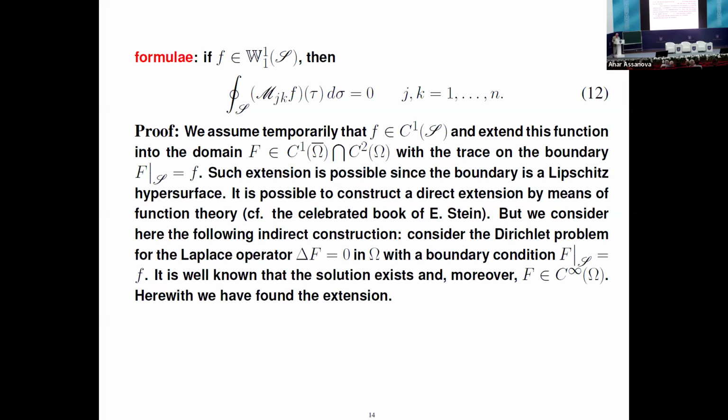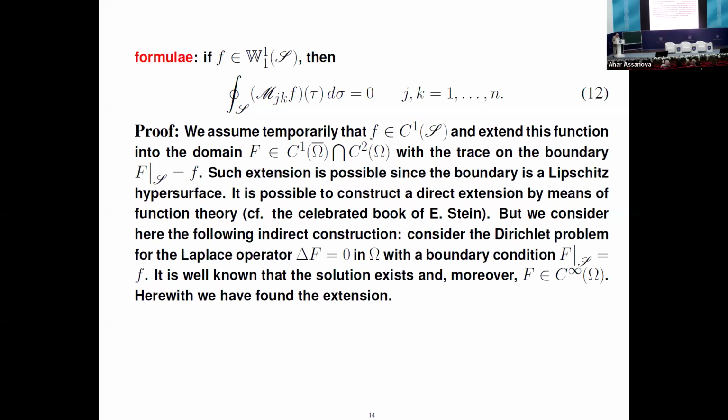But another definition, which is understandable for those who are engaged in boundary value problems for differential equations: if you have a function on the surface, you solve the Dirichlet problem. Dirichlet problem means the Laplacian of this function is equal to 0, and on the surface, traces coincide with this given function, and you have the extension, and so on. We extend this function. Now, we take two derivatives of this function. Well, it is also smoother.